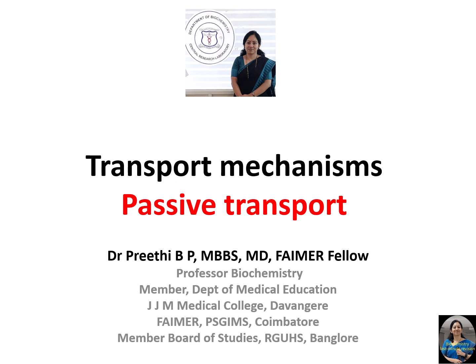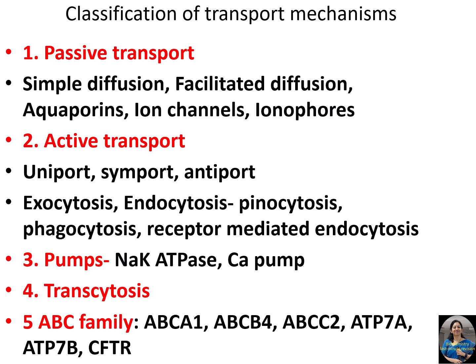This presentation is on transport mechanisms. The classification of transport mechanisms is as follows. First is passive transport, which includes simple diffusion, facilitated diffusion, aquaporins, ion channels, and ionophores. Active transport includes uniport, symport, antiport, exocytosis, and endocytosis.